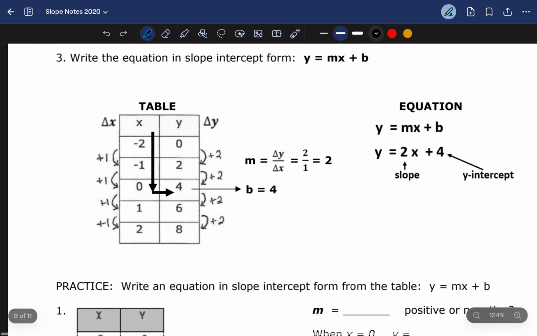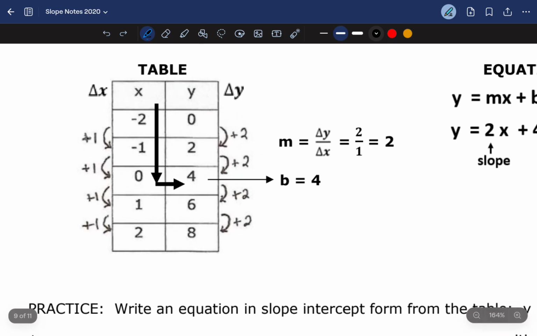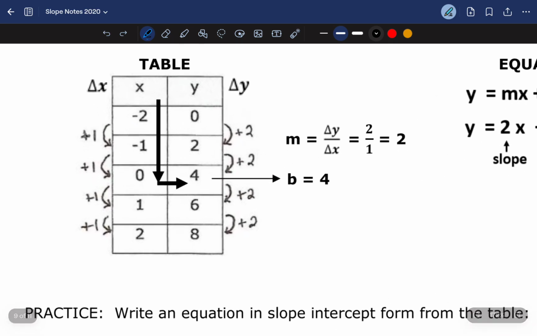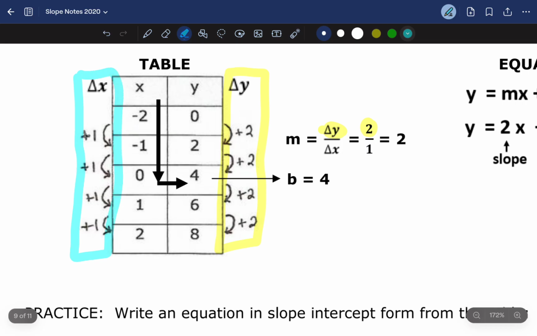So let's take a look at this table. If you notice, they looked at their change in y values first, and they noticed that all the numbers were being increased by 2. And so off to the right here, they wrote that their change in y was 2. Then they went back and looked at their change in x values, and they noticed that it was increasing by 1. So change in x is 1. And then, as we all know, if you can divide, you're going to divide. So 2 divided by 1 is 2.